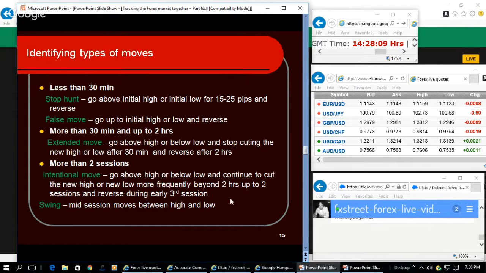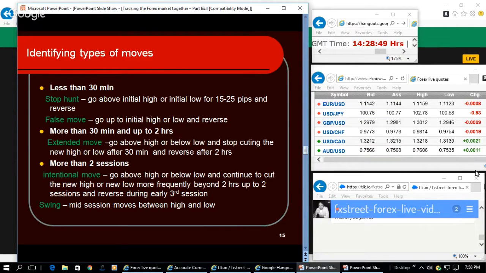The intentional move is the one which indicates the real intention of the players. So when they slowly gain the levels pip by pip and continue to breach the initial high and go above every 30 minutes, or breach the initial low and go below every 30 minutes and breach the new low, that is the intentional move. And that intention you have to follow, and invariably the intentional move at the end of the move will come across 150 pips net change levels. That will indicate the end of the intentional move.